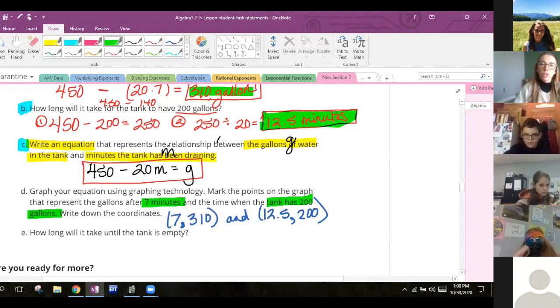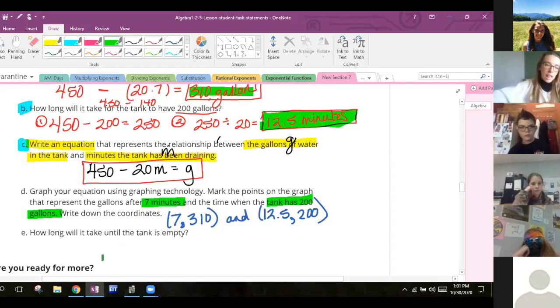So what they want you to see, like I said earlier, is that if you have an equation, sometimes it's just easier to graph it and then find those solutions on your graph if you have the right kind of graphing technology. Desmos is really a good way to do that.